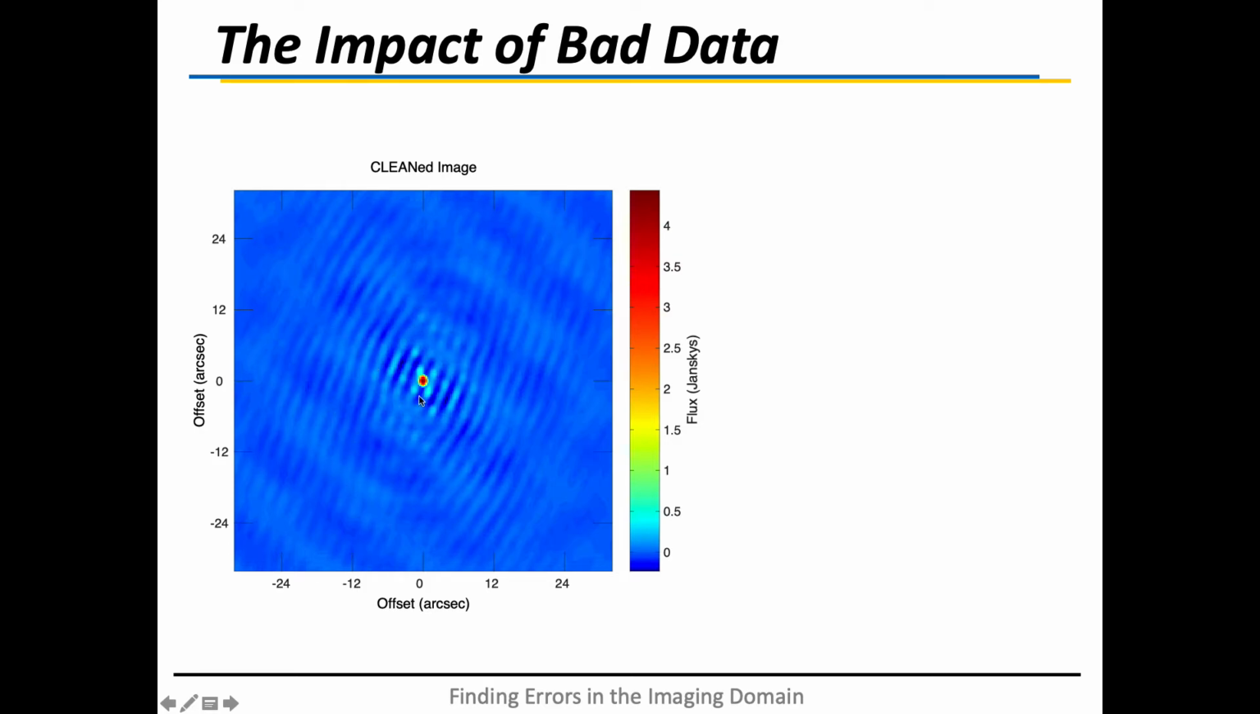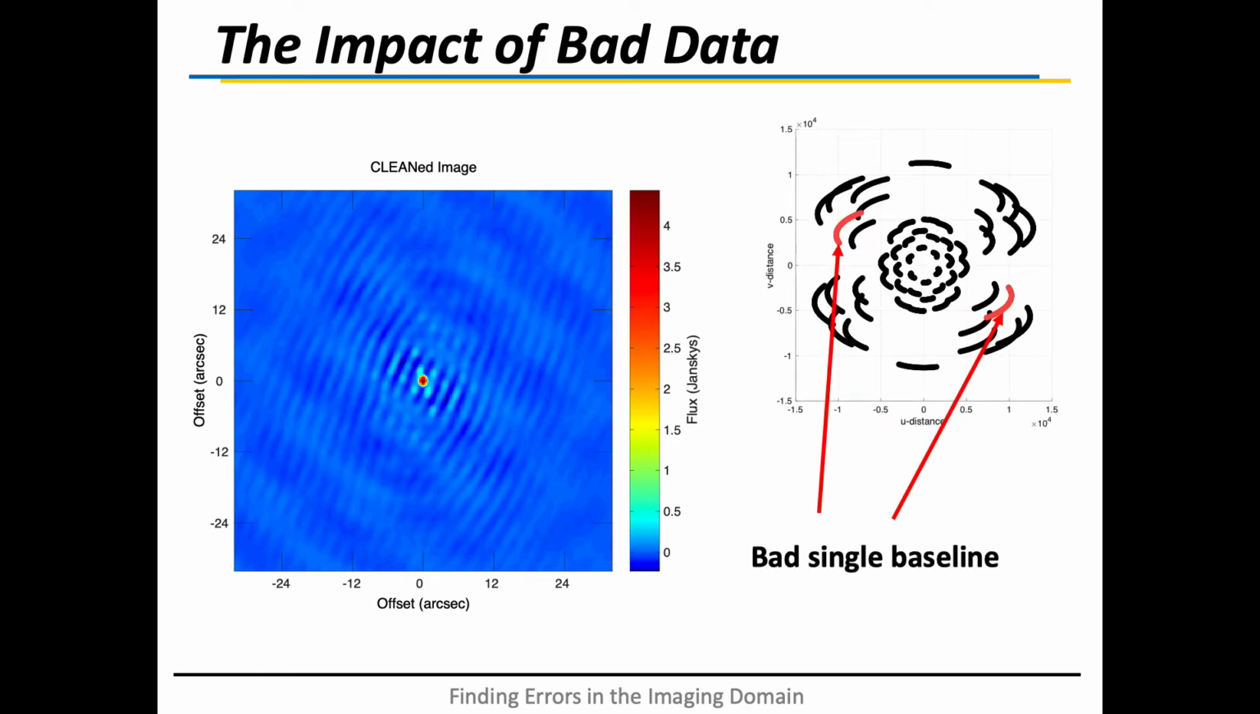There's clearly some little bending, and it almost looks like there's a kind of beading pattern here, which is maybe a little bit of a hint as to what's going on. So in this particular image, instead of having just a single bad data point, you actually have a single bad baseline.